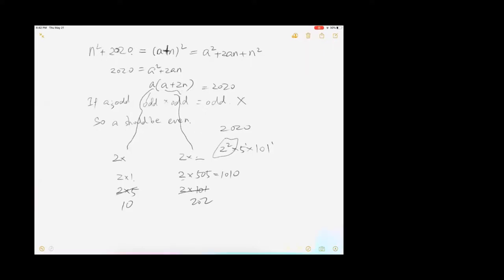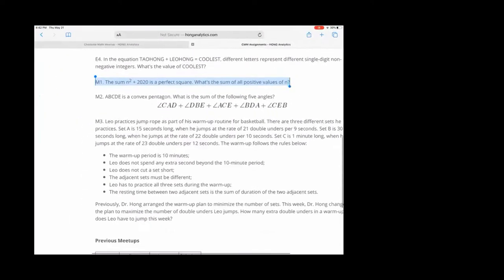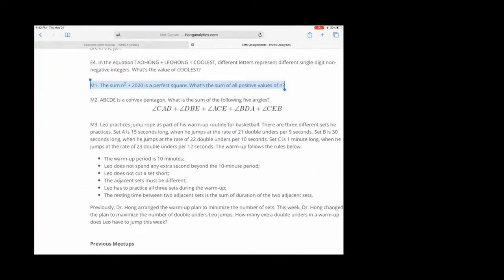Okay. So let's move on to the next one. The next one is probably the easiest one among this set. ABCDE is a convex pentagon. All right. I will just draw a simplified picture. This is basically asking for a star, and what is the sum of these 5 angles? And this star can be any shape, it doesn't have to be a regular star.